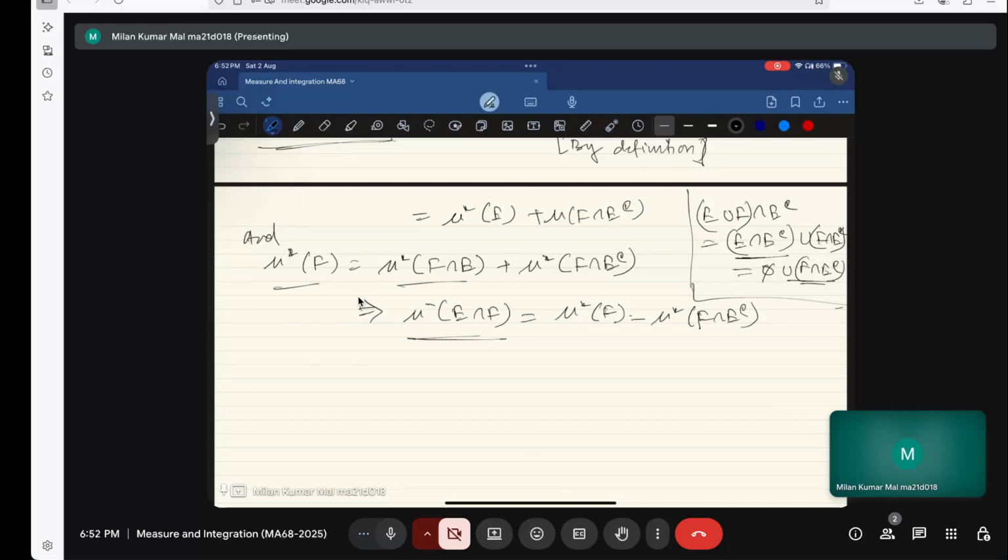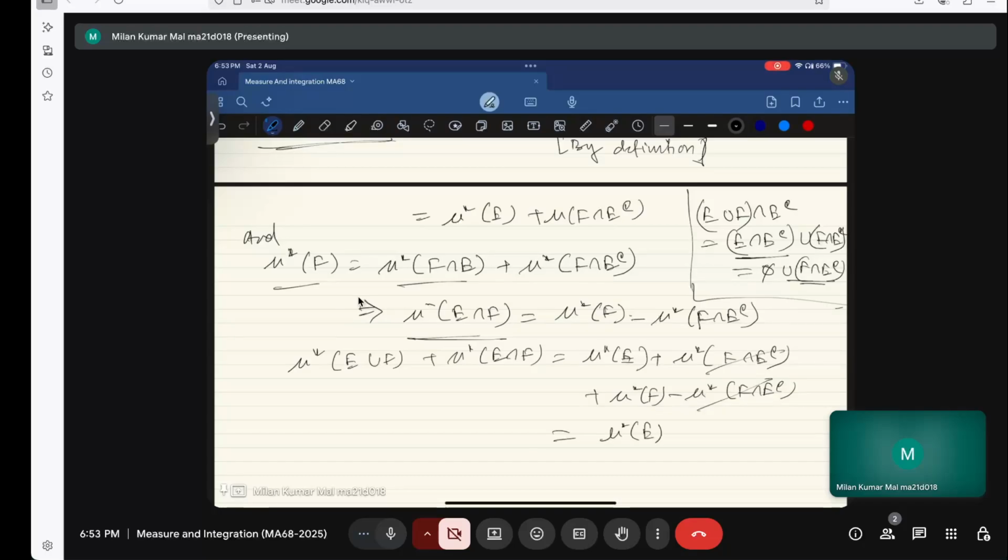So now I think we are ready. Let's calculate mu star of E union F plus mu star of E intersection F. That is equal to mu star E plus mu star of F intersection E complement plus mu star of F minus mu star of F intersection E complement. This will be cancelled out because they are finite. So I will get mu star of E plus mu star of F. So this completes the proof.